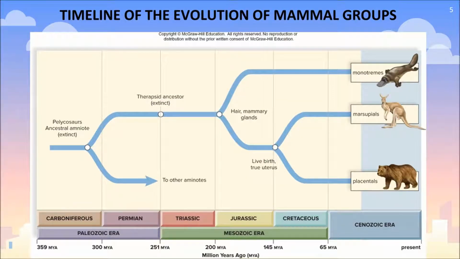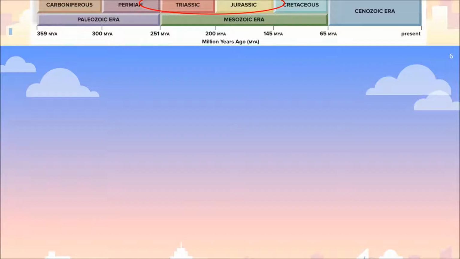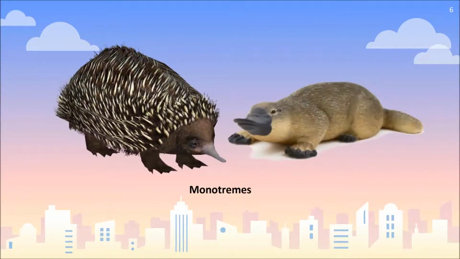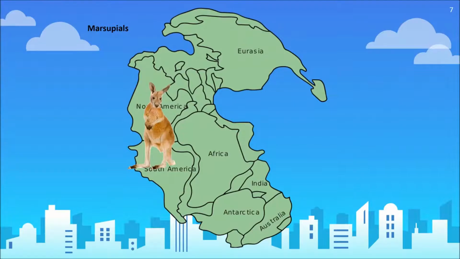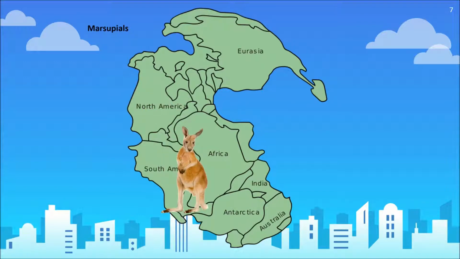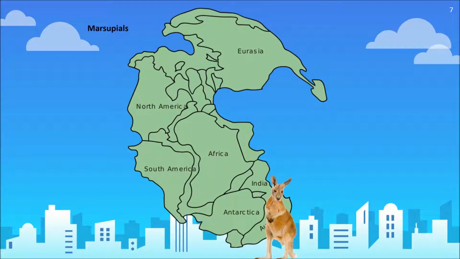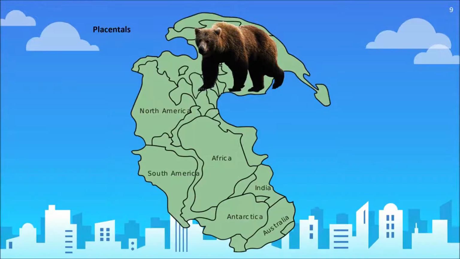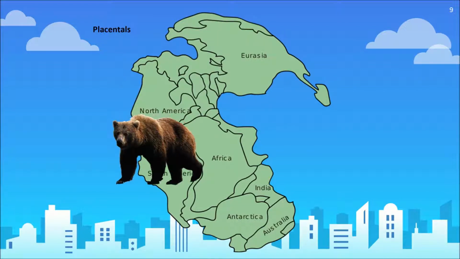This is the timeline of the evolution of mammal groups. The common ancestor of all 3 mammal groups appeared in the late Triassic, early Jurassic period, about 220 million years ago. The earliest mammalian group was the monotremes. The marsupials probably originated in the Americas and then spread through South America and Antarctica to Australia before these continents separated. Placental mammals, the third branch of the mammalian lineage, originated in Eurasia and spread to the Americas also by land connections that existed between the continents during the Mesozoic.